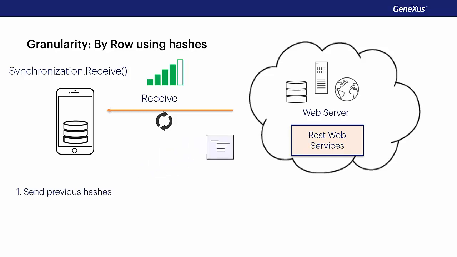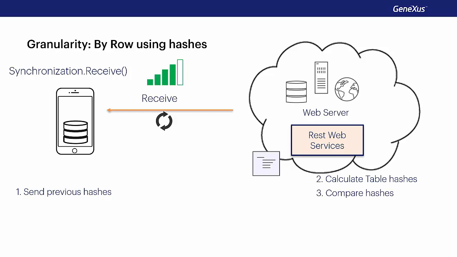First of all, the device sends to the server the table's hashes, just like in synchronization by table. The server determines the dataset that must be in the device, according to the filters that may exist, and calculates a hash for each data set. Then, the server compares the new hashes with the current ones and determines which ones must be sent to the device. If there's nothing to send, the processing is finished.